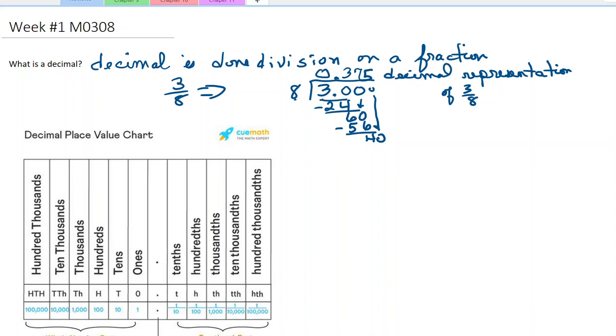So we know 3/8 as a decimal is that. What we have here are digits after a decimal, and those are place values. The 3 stands for 3/10, and the 7 stands for 7/100, and the 5 stands for 5/1,000. So we say in this number 375 thousandths. Notice we don't have ones in a decimal.